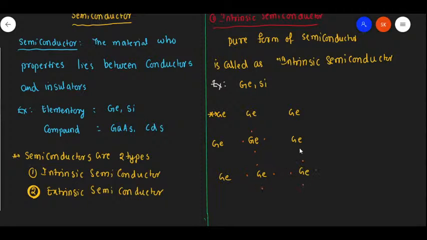If you have any query, you can ask me. Okay, it is very interesting actually, the semiconductors chapter, and it is very easy also.